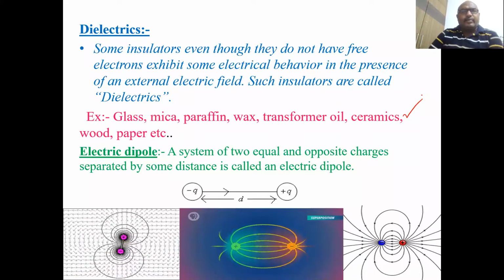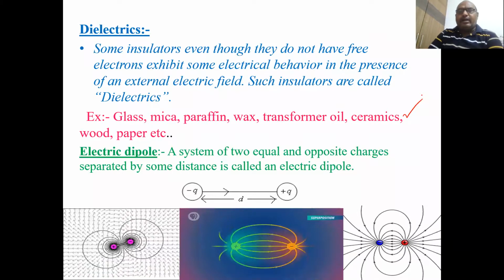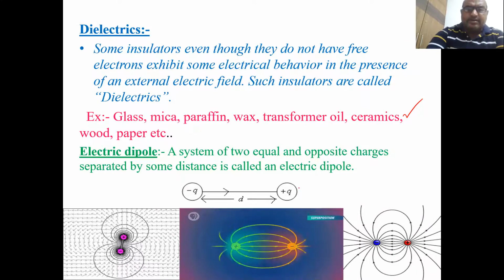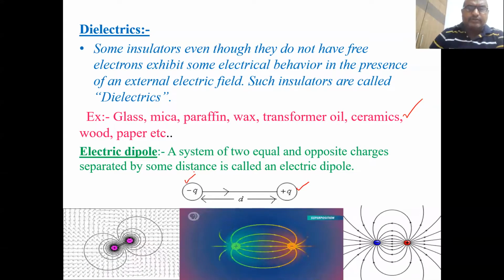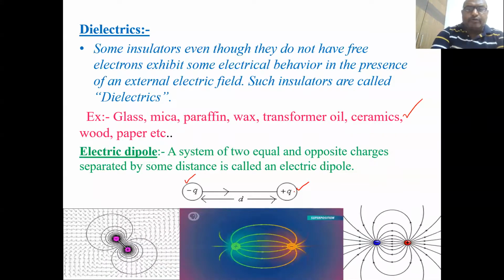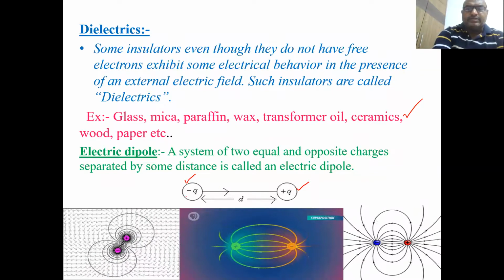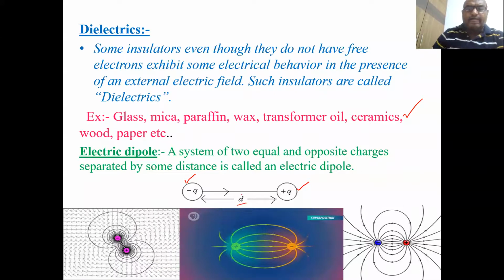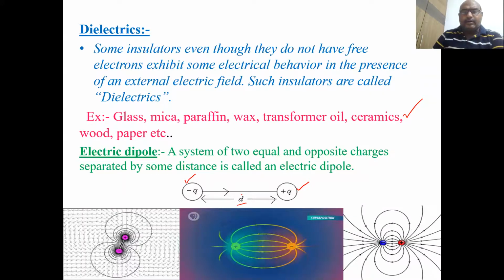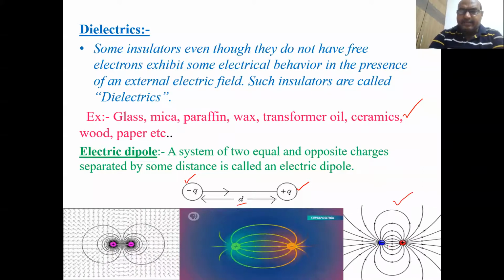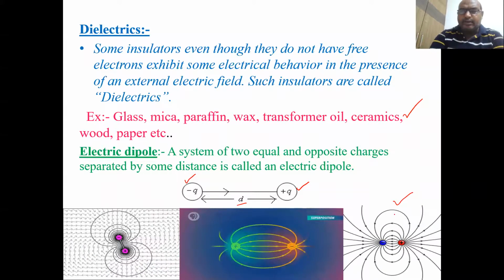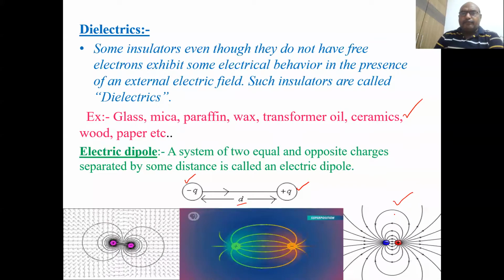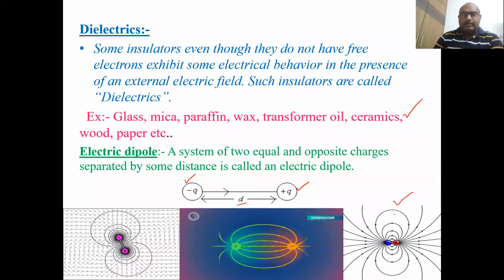An electric dipole means a system of two equal and opposite charges separated by some distance. This is the positive charge and this is the negative charge, of equal magnitude and opposite sign, separated by a small distance d. This is called an electric dipole. In the diagram, the electric lines of force between the positive and negative charges show the attractive phenomena.